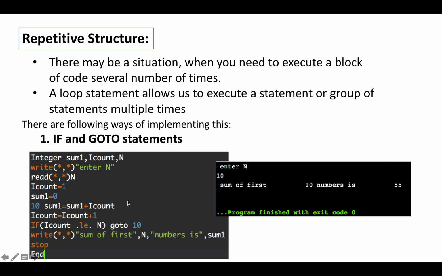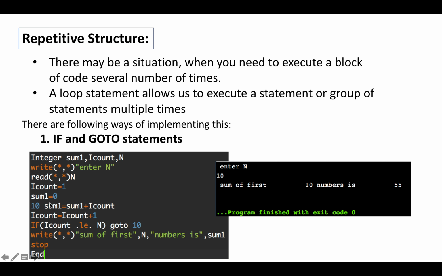Suppose we manually try to understand how this program is executing. icount is 1, sum1 is 0. So sum1 at label number 10 is 0 plus 1, which is 1. So the new value of sum1 is 1. icount is icount plus 1. So icount was initially 1, we have added 1, so it becomes 2. So the condition now checked is if 2 is less than or equal to 10. Yes, of course, it is true.